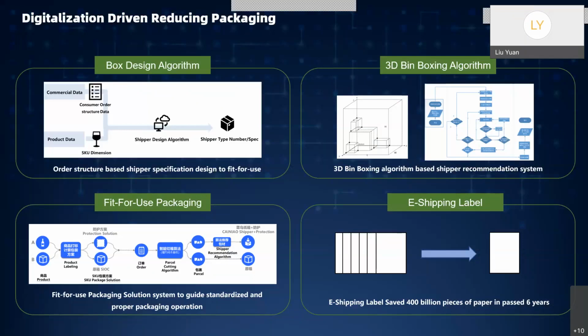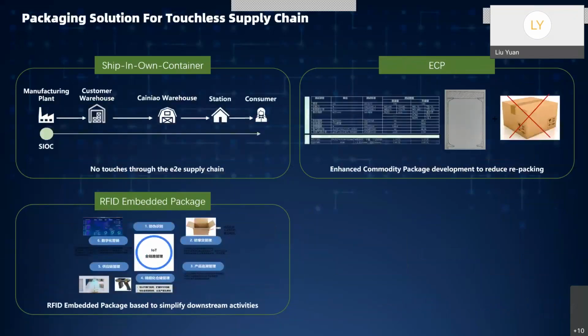And for the emission label, we have introduced a shipping label. Cainiao is the first company to invent it. With that, we can reduce the shipping label from 5 pieces to a single piece. And the effect is that in the past 6 years, we have saved over 400 billion pieces of paper. And in another way, we will leverage the packaging solution to realize the touchless supply chain.